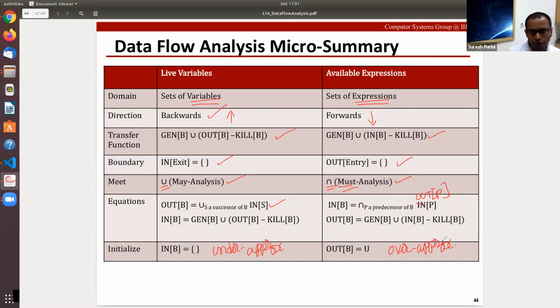And as part of one of the homeworks, I will give you a couple of data flow analysis problems, which you can work out by yourselves and get a good understanding. That's all I have for today.